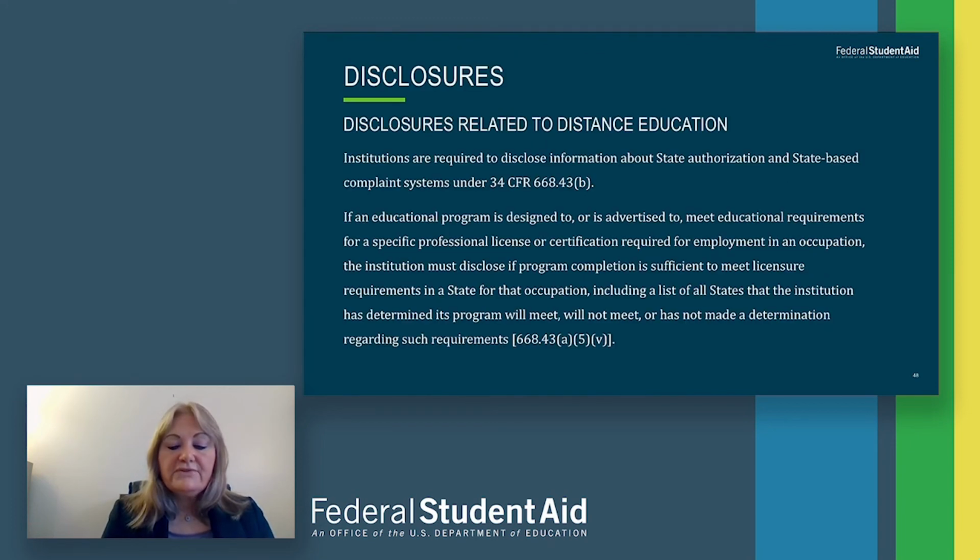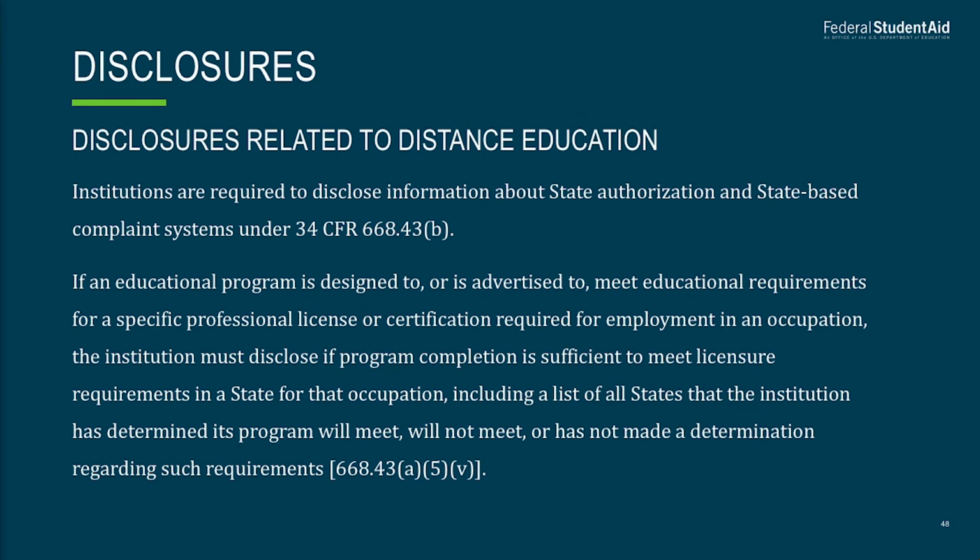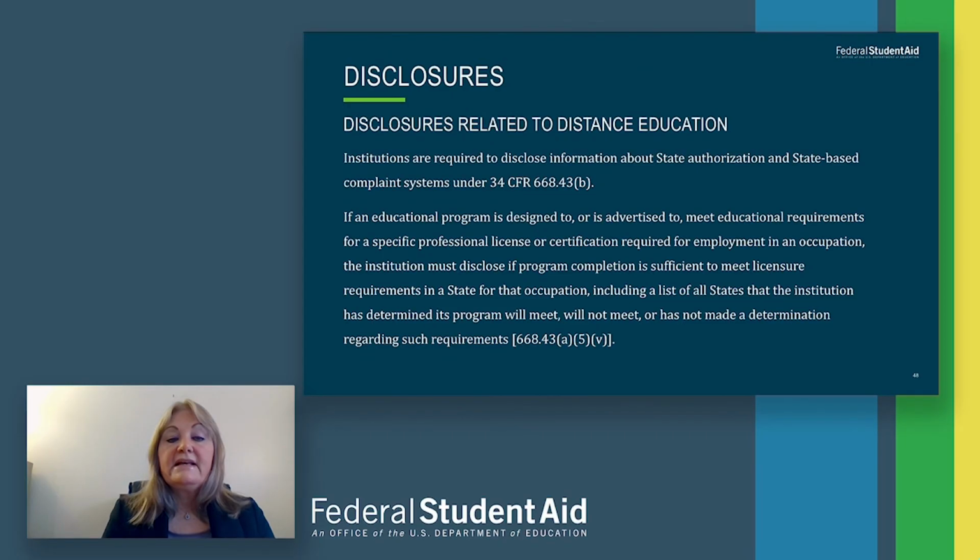Let's talk about disclosures. Please note that these disclosures apply to all institutions. We've already talked about the institutional requirement to disclose information about state authorization and state-based complaint systems. If an educational program is designed or advertised to meet educational requirements for a specific professional license or certification required for employment in an occupation, the institution must disclose if program completion is sufficient to meet licensure requirements in the state for that occupation, including a list of all states that the institution has determined its programs will meet, will not meet, or has not made a determination regarding such requirement.